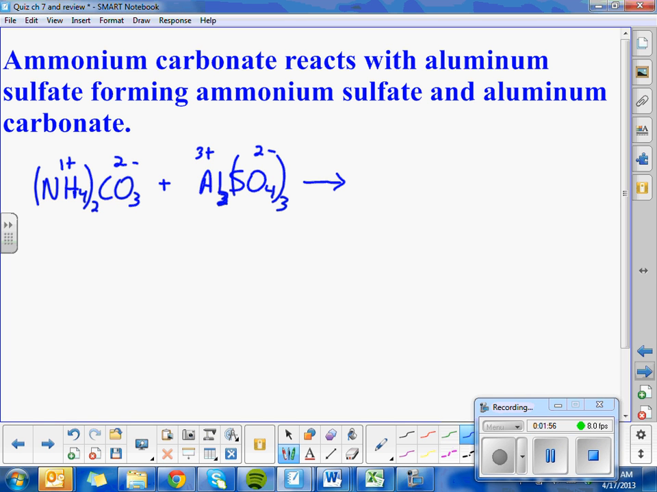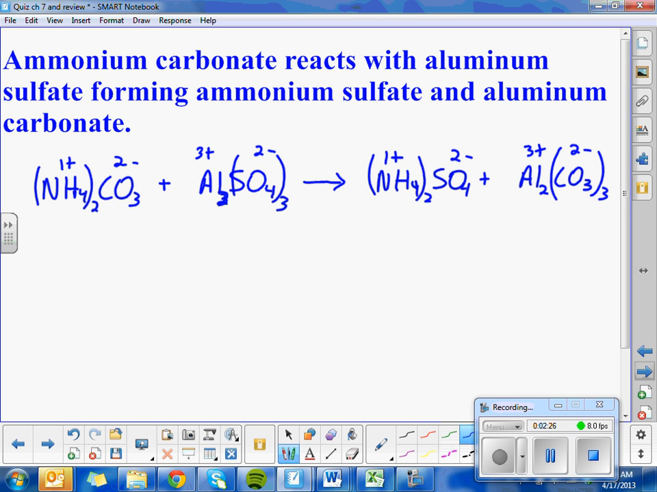So you can see here we're going to have a double replacement reaction. We have ammonium sulfate, NH4, 1 plus, SO4, 2 minus, crisscross, have a 2 there, and aluminum carbonate. Aluminum carbonate is CO3, aluminum is a 3 plus, carbonate is a 2 minus, crisscross the 2, need parentheses around the 3.